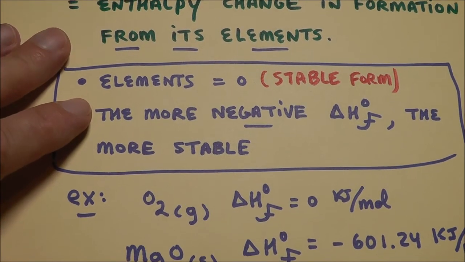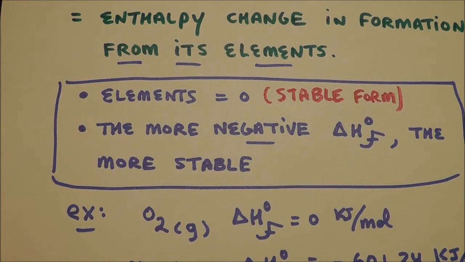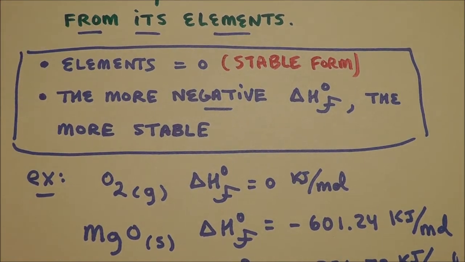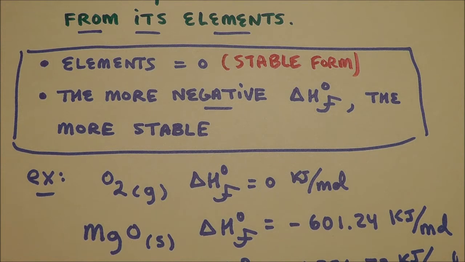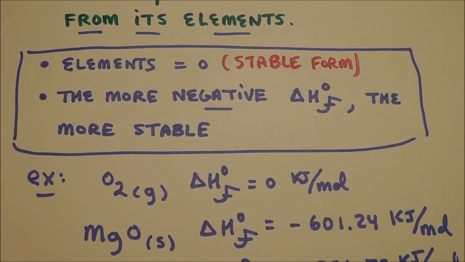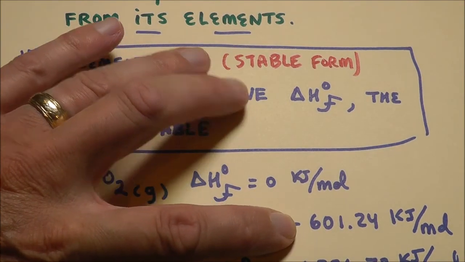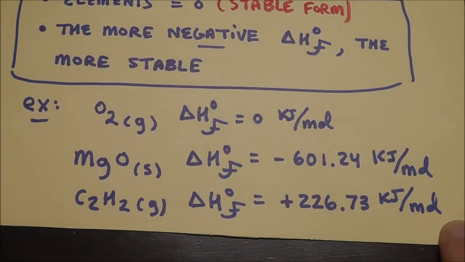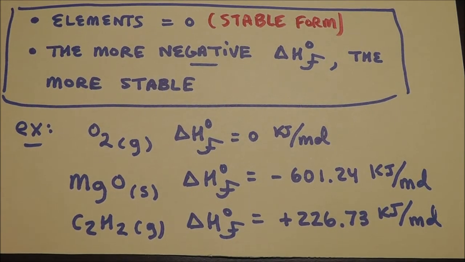So here are a few examples, like oxygen, 0 kilojoules per mole because it's an element. Magnesium oxide: if you take magnesium and you put it to oxygen, it will go through this very dramatic reaction, which is extremely exothermic, and you'll make magnesium oxide, which is much more stable than the elements it came from, or that reaction would not have happened. So it's kind of downhill in energy, right? And so magnesium oxide has a very large negative delta H of formation, and delta H of formation is usually in kilojoules per mole.